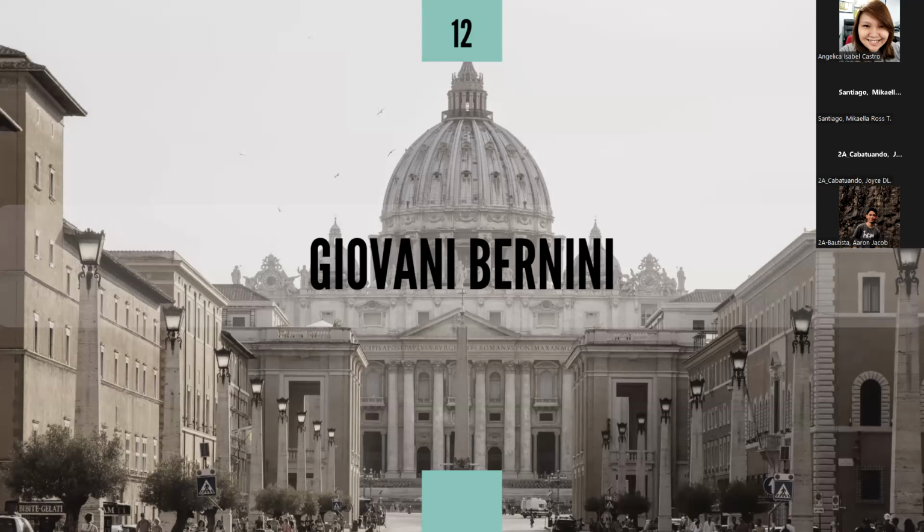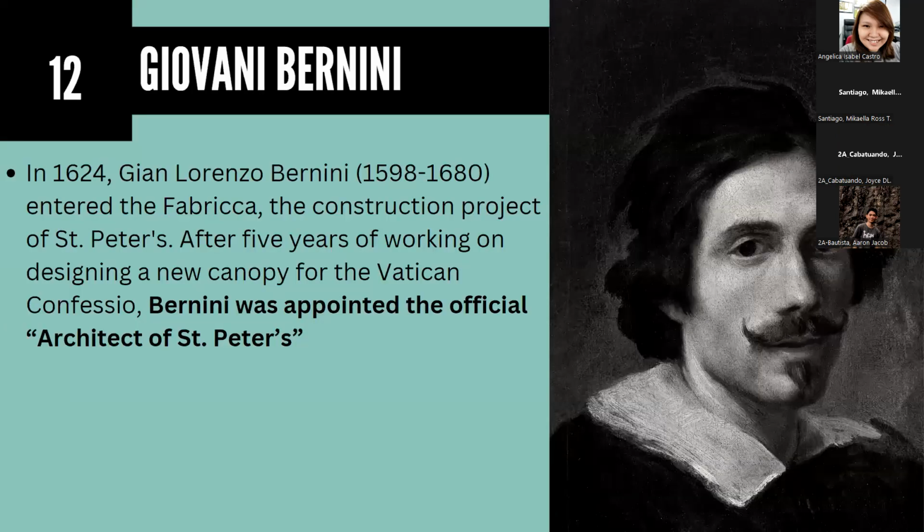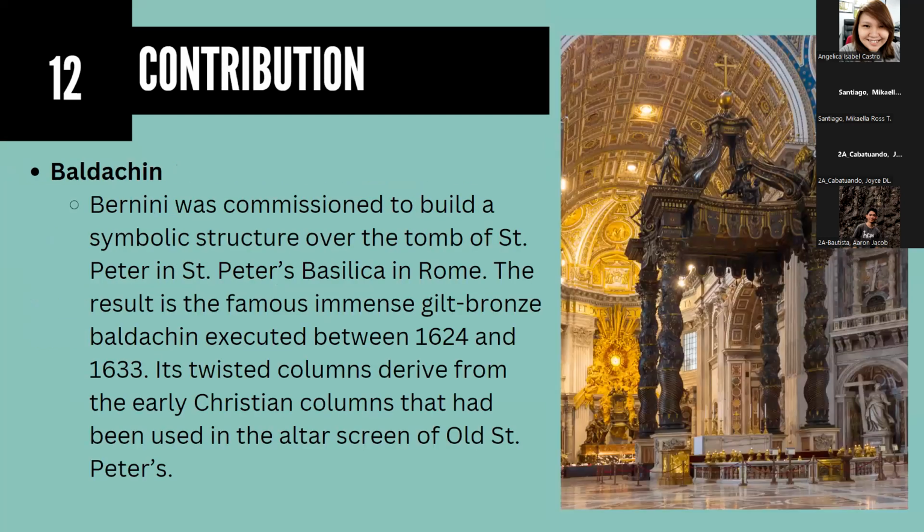Giovanni Bernini, also known as Gian Lorenzo Bernini. In 1624, Gian Lorenzo Bernini entered the Fabrica, the construction project of St. Peter's. After 5 years of working on designing a new canopy of the Vatican Confessio, Bernini was appointed the official architect of St. Peter's. Another fact about Gian Lorenzo Bernini: he is also credited with being one of the leading figures in creating the Baroque style of sculpture.